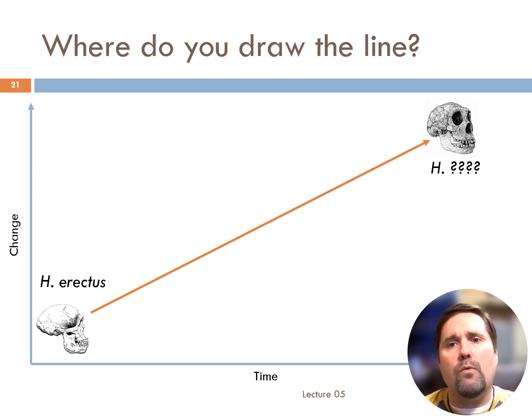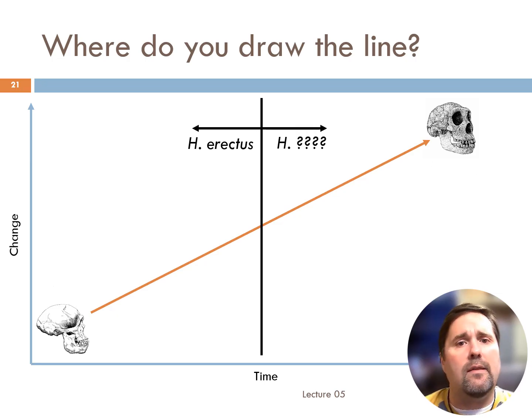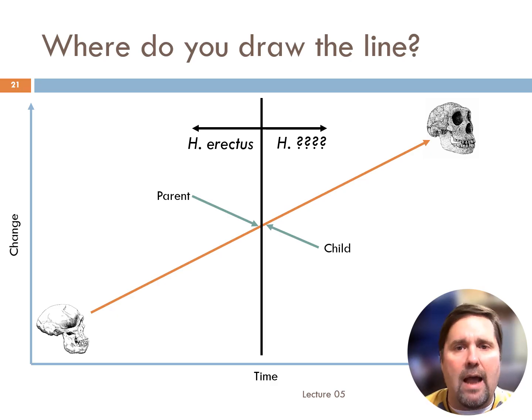If we're going to divide one unbroken lineage into two paleospecies, we'll have to draw the line somewhere, and that will divide a parent of one species from its child in another species. That violates what we know of microevolution, that parents and children always belong to the same species.